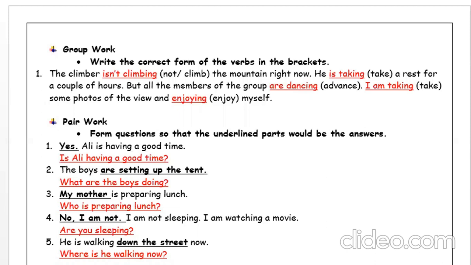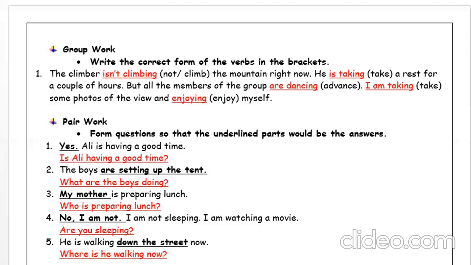Now, pair work: form questions so that the underlined parts would be the answers. The first one, yes. So you should form a yes or no question. In this case, you should change between the subject and verb to be is and form the question as, is Ali having a good time?